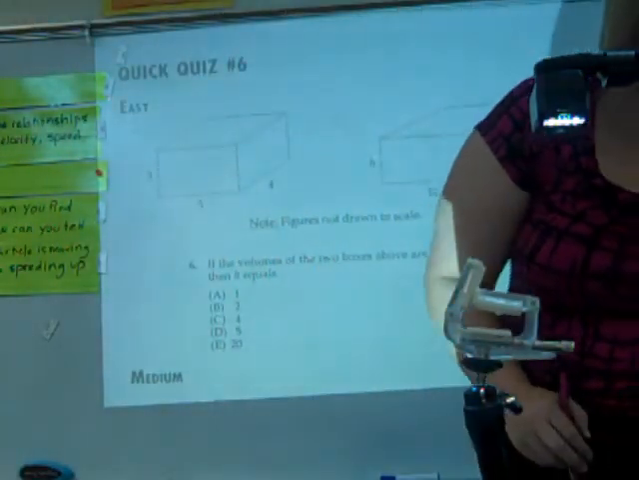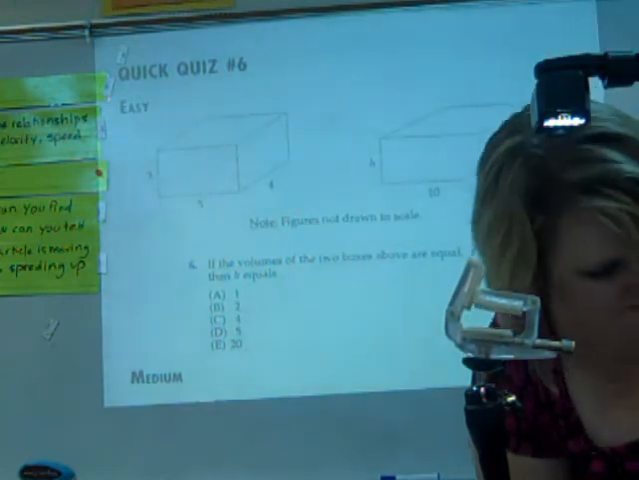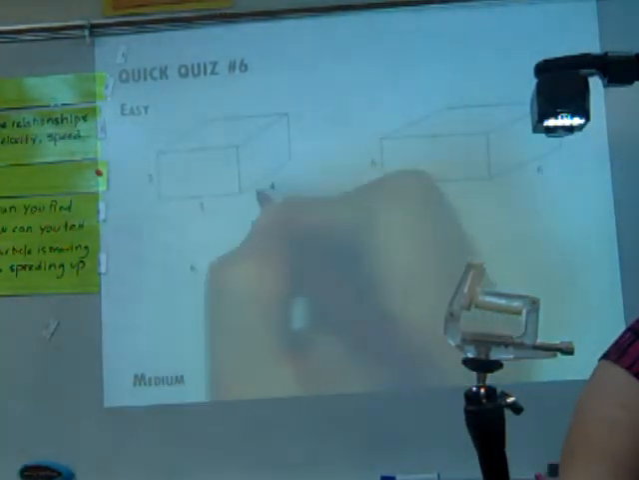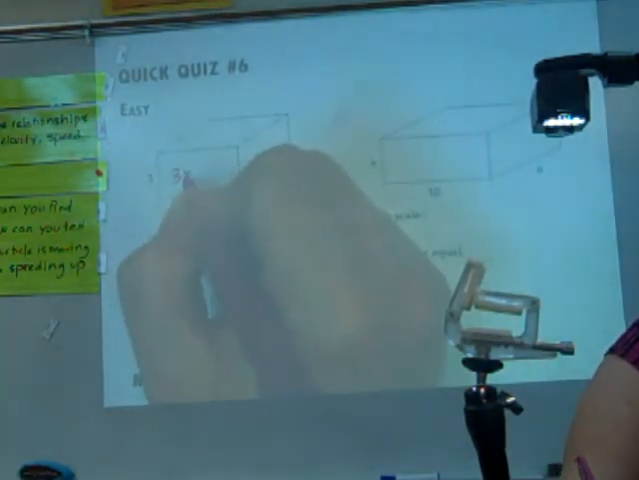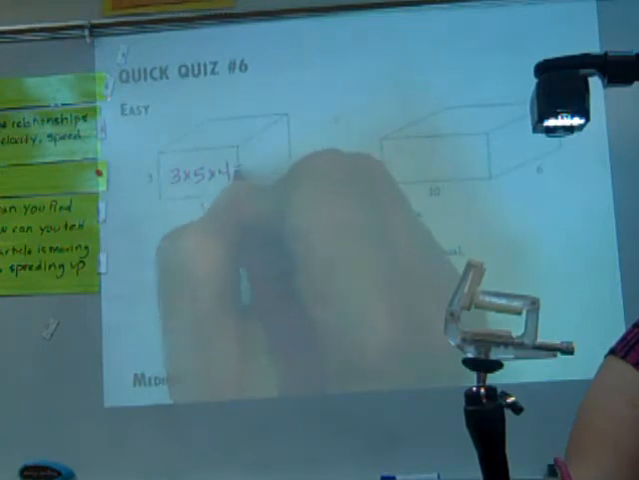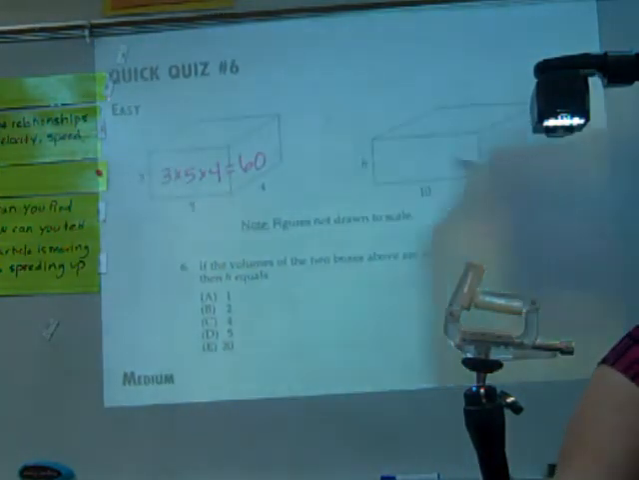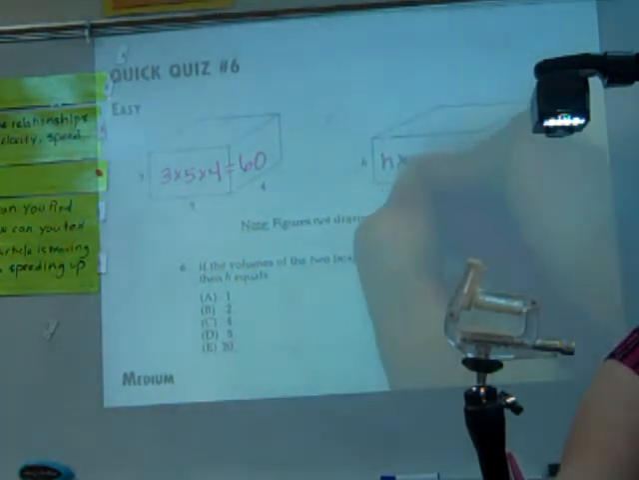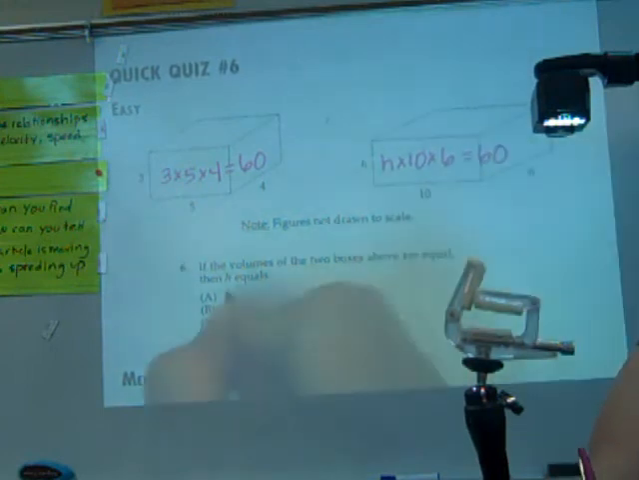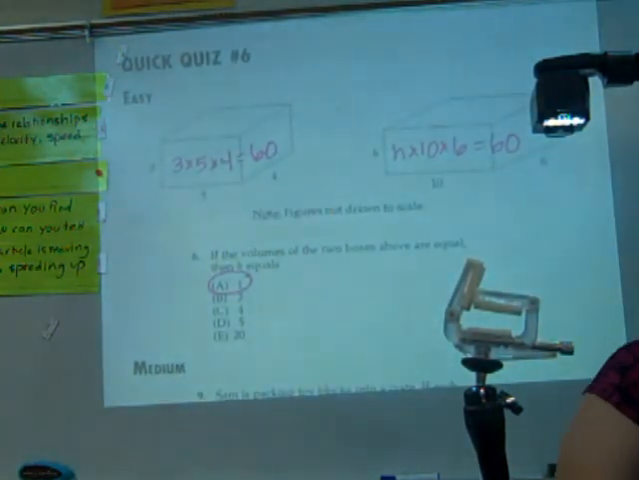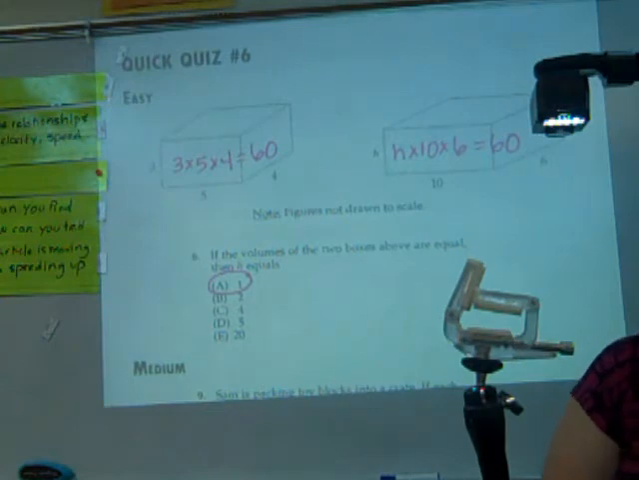So if you look at the first box, you can actually find the volume of this box because they give you all the dimensions. So the volume of this box, 3 times 5 times 4 is 60. This one is also supposed to be 60, so H times 10 times 6 has to equal 60 as well, which means that H has to be 1. Because 1 times 10 times 6 would be 60. Right? That makes sense?